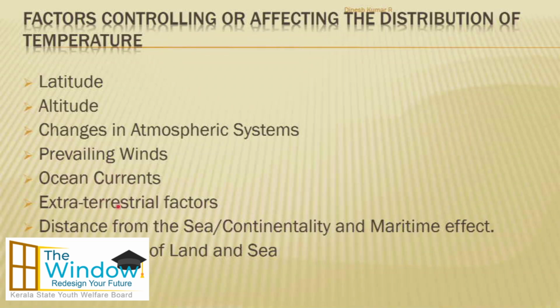Extraterrestrial factors. What are extraterrestrials? It means the outside factors. Sometimes there are occasional outbursts of energy. You might have heard about sunspots and solar flares. So there are a number of things. From the sun, occasionally there are outbursts of energy, and if the energy coming from the sun increases, it can result in increasing Earth's temperature because of more insolation.